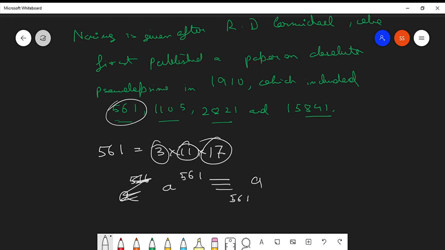Okay, so in this way you can actually check. So these four are a few examples of absolute pseudo primes. I guess this much is clear for you people.